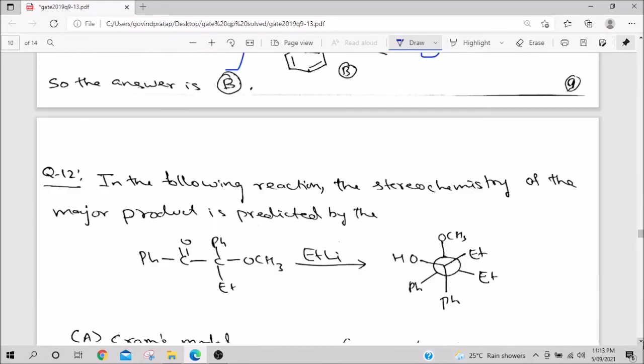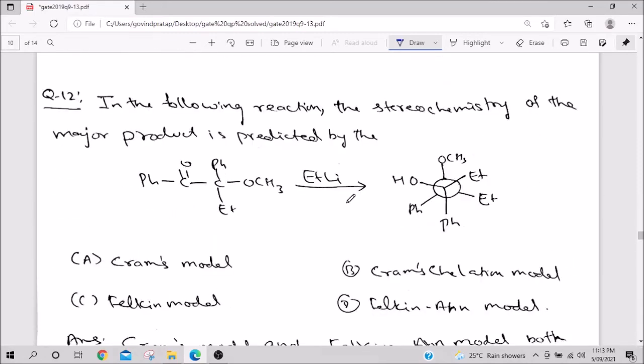Moving on to the next question. Now, they made it a very simple question, but I will try to explain the whole thing, because my aim is not to make you solve this question, but to teach organic chemistry through this question.